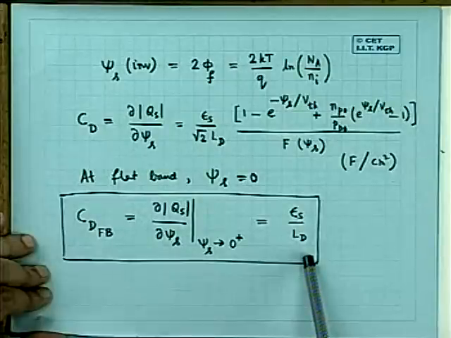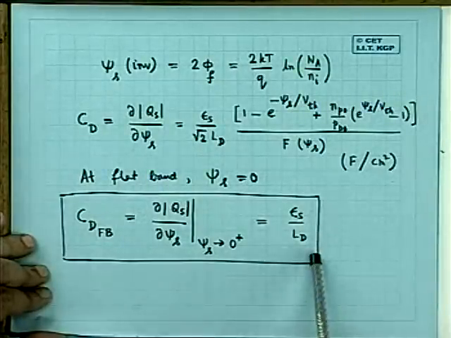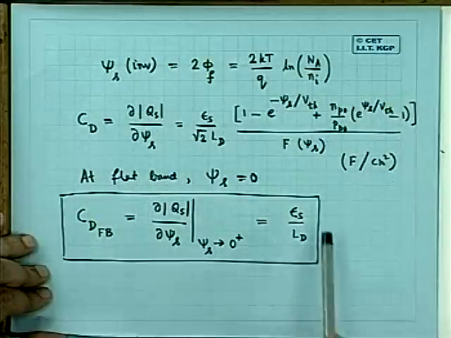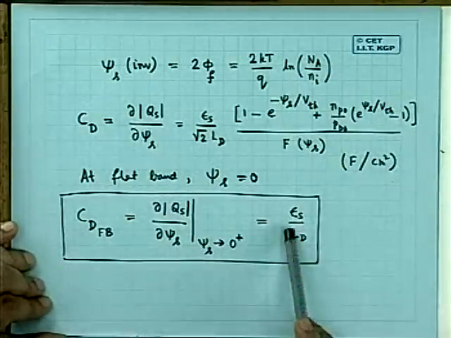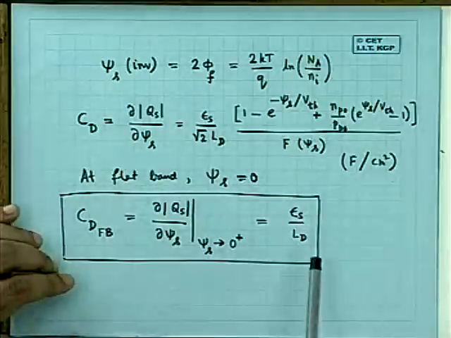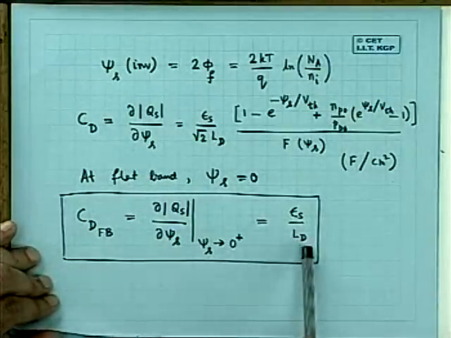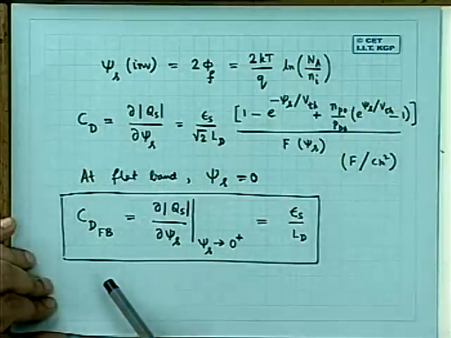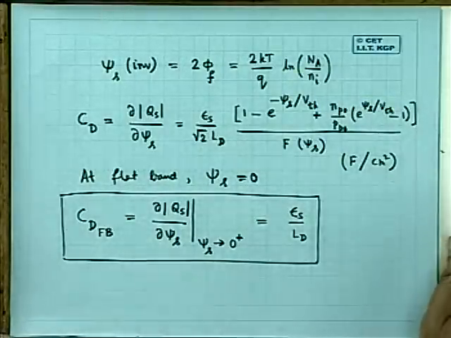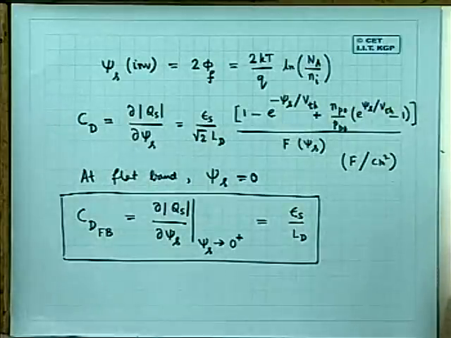And epsilon s by LD is something like a depletion capacitance, where depletion layer thickness is LD. This expression looks very similar to the depletion layer capacitance of a PN junction diode, where W, the depletion layer thickness or width, is replaced here by LD. LD is called the Debye length, and therefore CDFB, which appears to be 0, which should be infinity in fact, when you make Vg equal to 0, the surface energy band goes straight up to the interface, flat band condition. Then there should be no question of a capacitance.